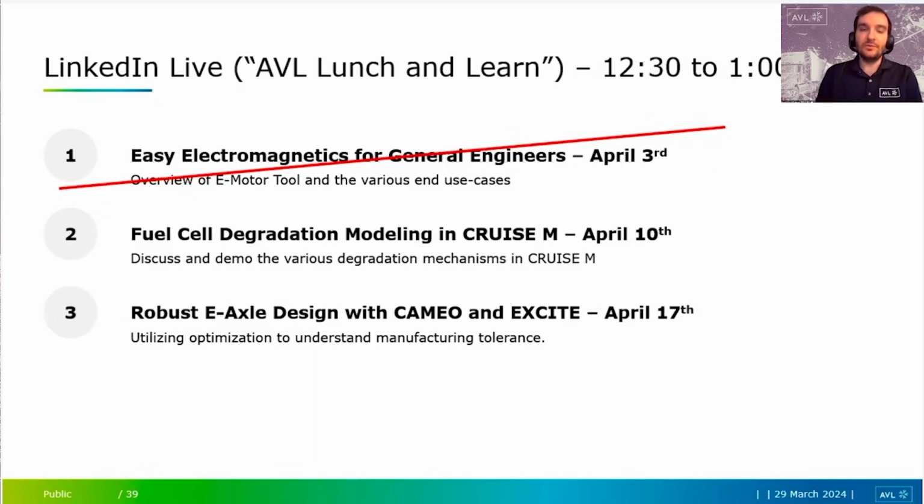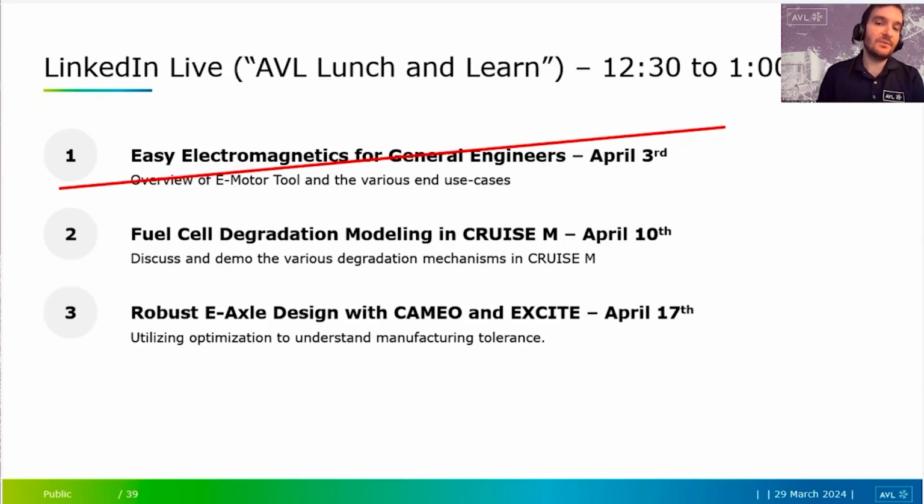We have 2 more that we're going to do of these lunch and learns, one every week. So next week on Wednesday, April 10th, we'll do fuel cell degradation modeling in Cruise M. This is an industry-leading capability that we have, where we have degradation mechanisms for fuel cells in Cruise M. I'm not aware of any other vendor that has this.